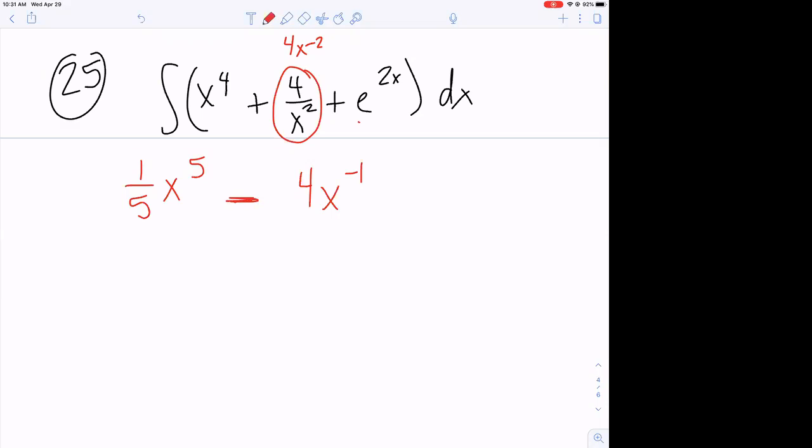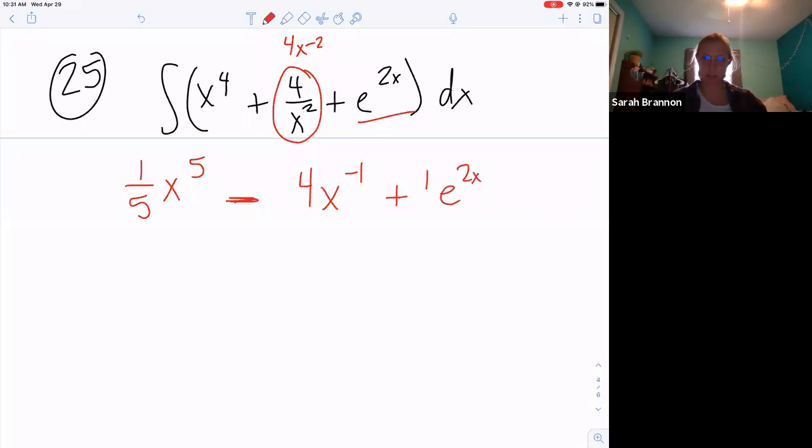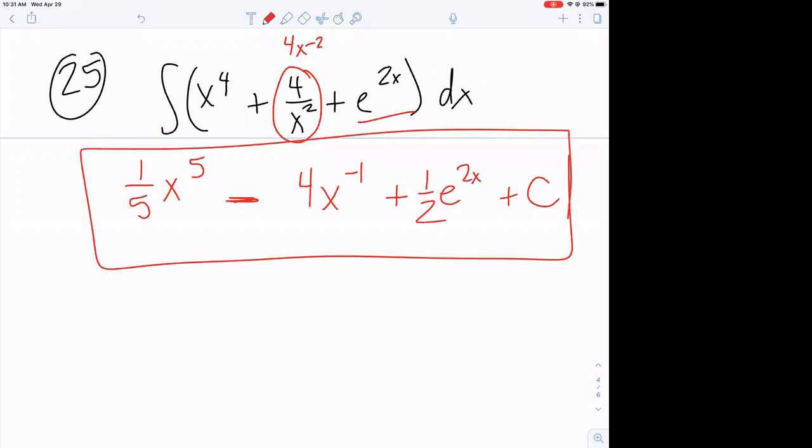And then what's backwards from e to the 2x? 2e to the 2x. That's forwards. Oh, half of the 2x. Perfect. And then plus c. So we're into the chapter where we had to use like q and u and dv, but notice on this one you didn't have to use any of those because there's no like product rule or chain rule.